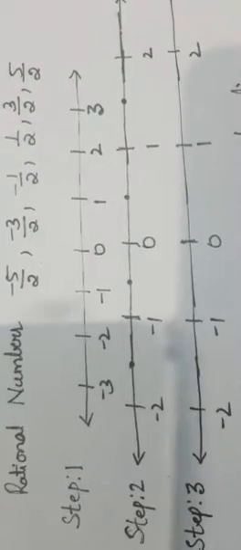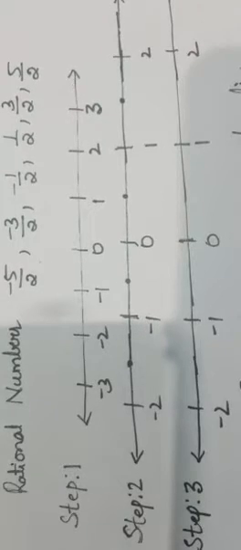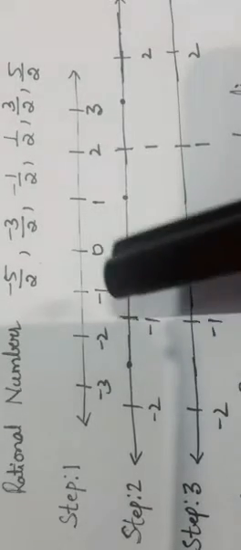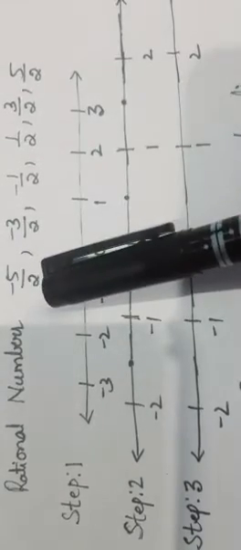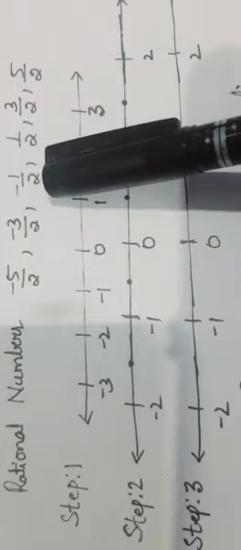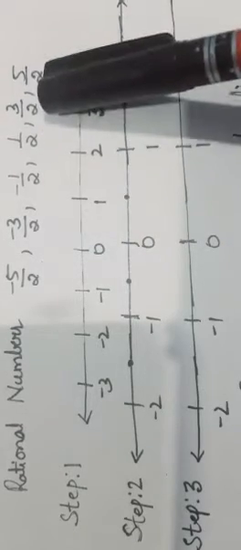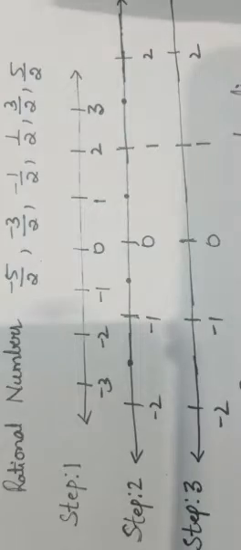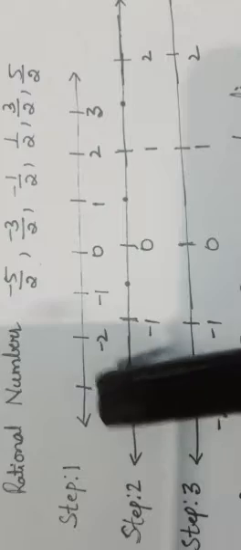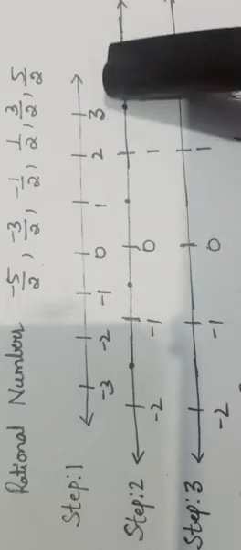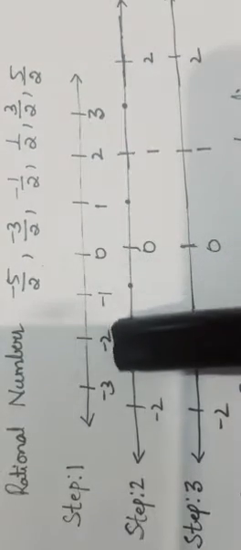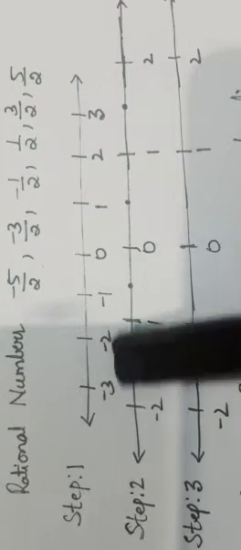Children, in the previous class, we have represented fractions on the number line. In the same way, now we are going to represent some rational numbers: minus 5 by 2, minus 3 by 2, minus 1 by 2, 1 by 2, 3 by 2, 5 by 2 on the number line. To represent these rational numbers, the first step is to draw the number line. At the middle is 0, to the right side all the positive numbers, to the left side all the negative numbers: minus 1, minus 2, minus 3.